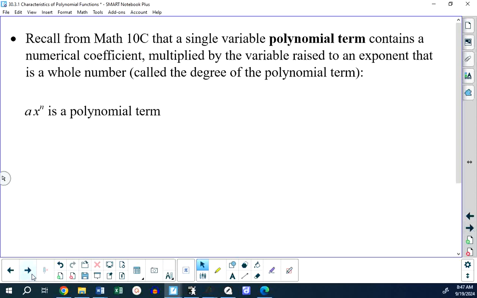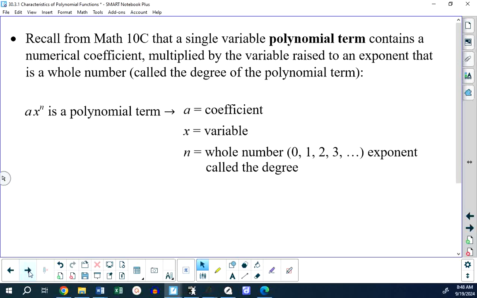So this is I guess maybe a general way of saying what I just wrote above, that a x to the n, which means a multiplied by x to the n, is a polynomial term. A is the coefficient. X is the variable that we're talking about. And n is the whole number exponent. And I'm including something here that I don't know if you remember, but do you remember the word degree? When we talk about degree of a polynomial term, the degree is the exponent of that term.